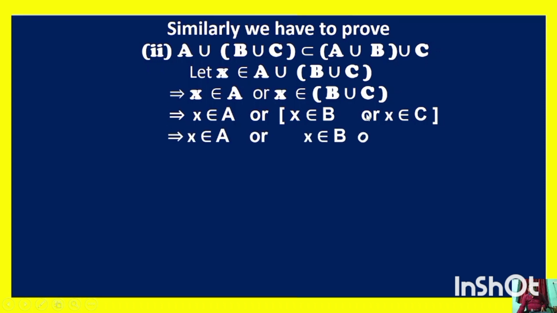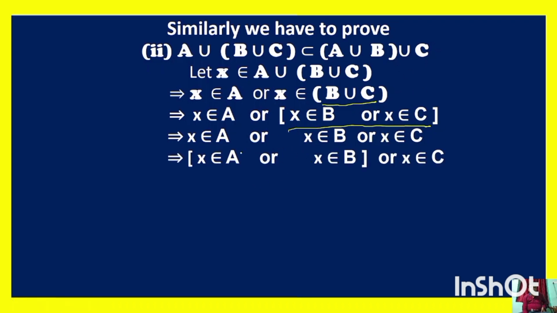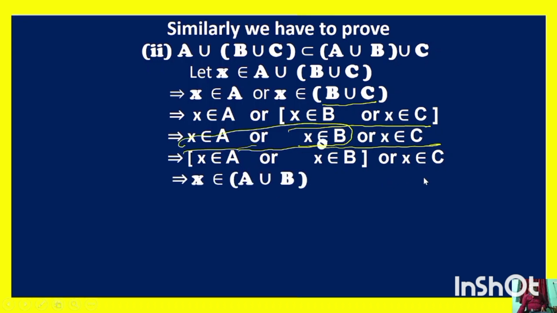Because B union C means what? B union C means X belongs to B or X belongs to C. If you remove the bracket, you will get X belongs to A or X belongs to B or X belongs to C. Then you have to rearrange this one. After rearranging, you will get X belongs to A or X belongs to B or X belongs to C.